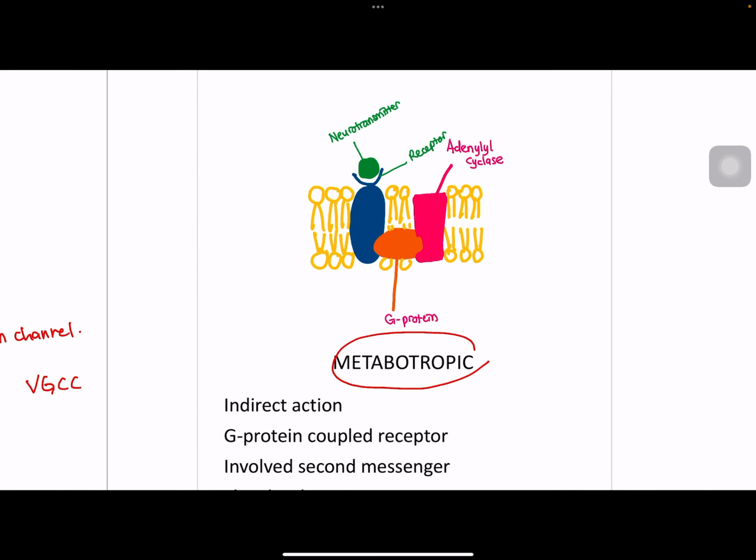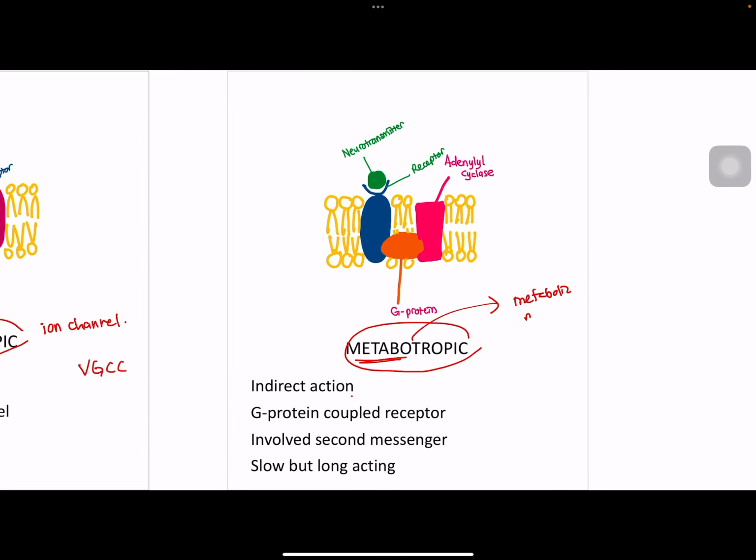neurotransmitter receptor is known as the metabotropic receptor. As the name suggests, it involves some metabolic processes as the second messenger. So it has an indirect action, meaning that when the neurotransmitter binds to the receptor, it can activate the G protein, which then activates the adenylyl cyclase and several other downstream mechanisms, which then eventually open the ion channels.